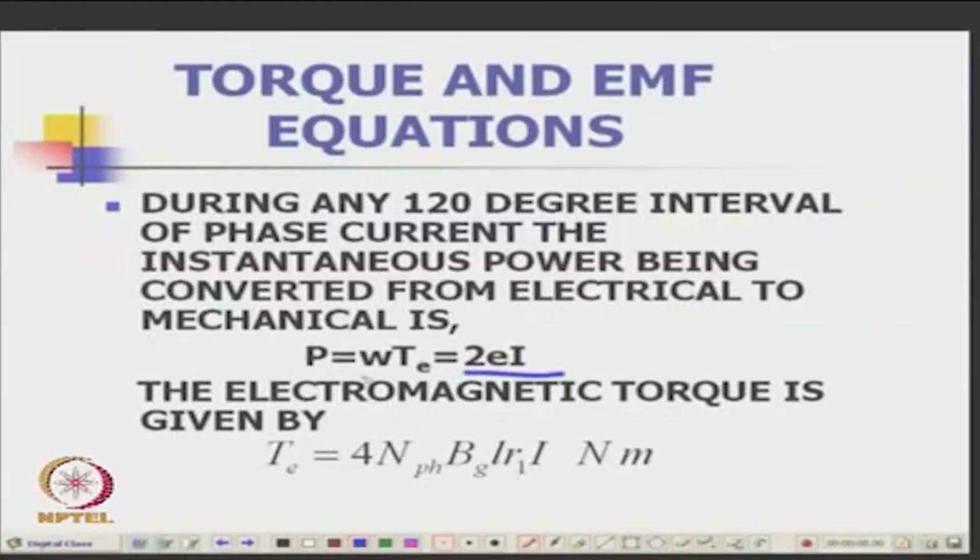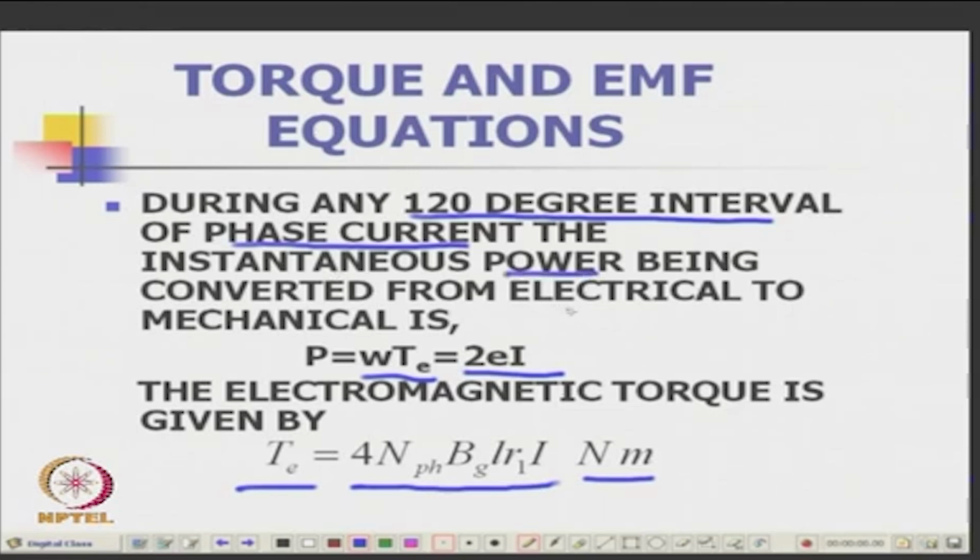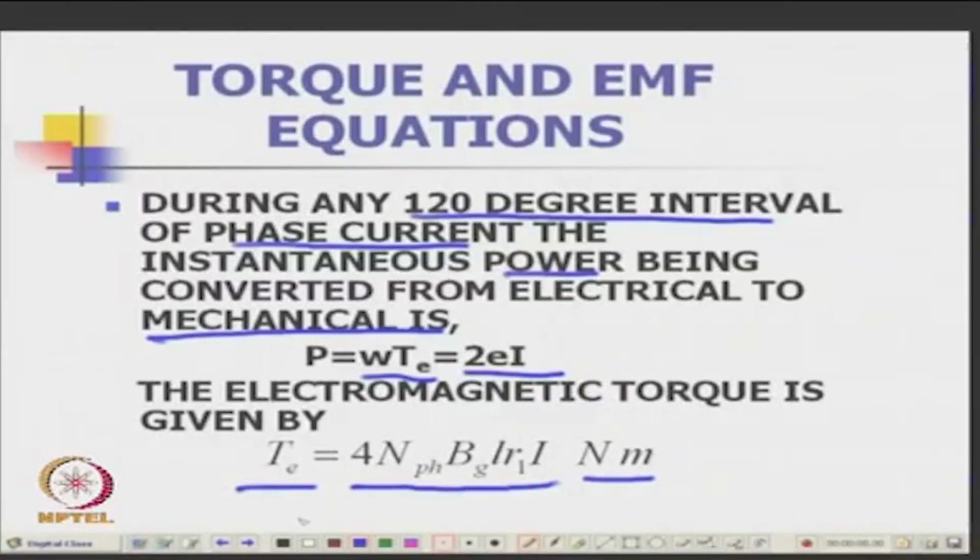And power is twice E into I, which is omega into the torque developed. If we neglect all losses, the torque will be 4 times N phase Bg L R1 I newton-meters, because during any 180 degree interval of phase current, the instantaneous power is being converted from electrical to mechanical, since there is a block of 120 degrees during which E is present. So, this is the power developed and this is the torque.